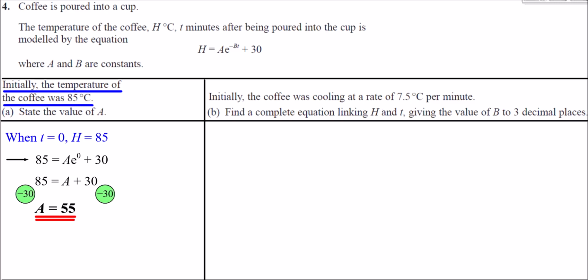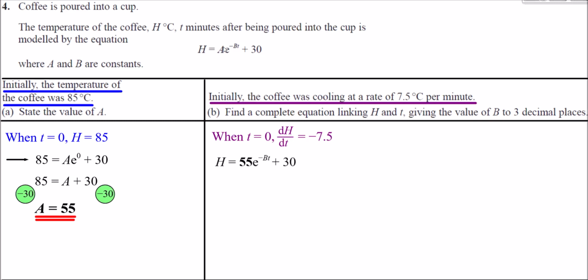So what we can say here is the following. Using this information, cooling, of course, means temperature is going down. So dH by dt initially is minus 7.5. Just be careful to include that minus. So when the time's 0, the initial rate of change of temperature is minus 7.5. It's cooling down by 7.5 degrees per minute. So what we need to do now is to actually differentiate this with respect to time.